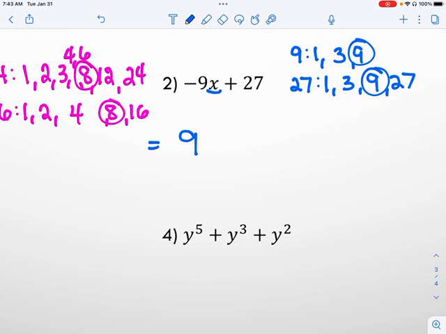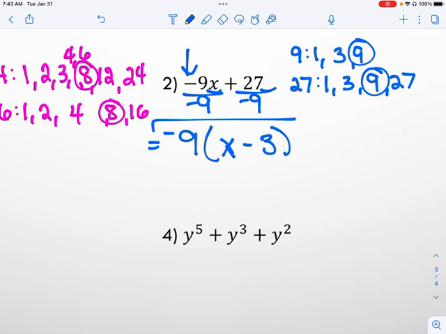I look at my variables next. This one has an x, this one doesn't have any, but I do notice that my leading coefficient is negative, so I'm going to simply take out a negative 9. Now I divide them by negative 9. So negative 9x divided by negative 9 is simply x. 27 divided by a negative 9 is a negative 3. And that is my factored form.